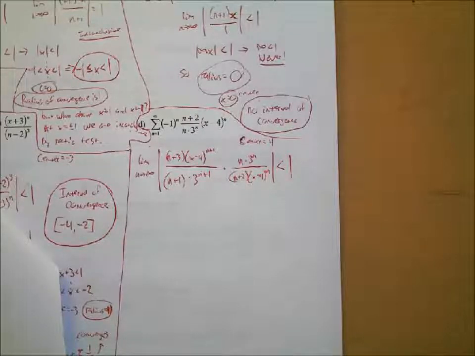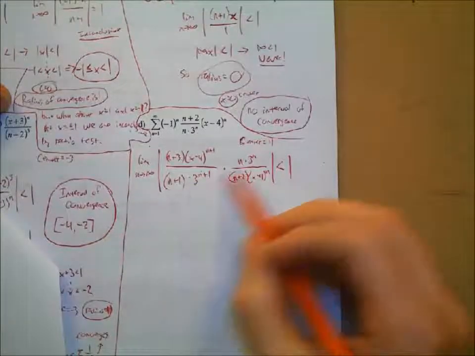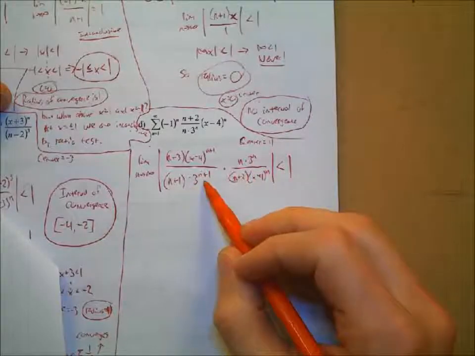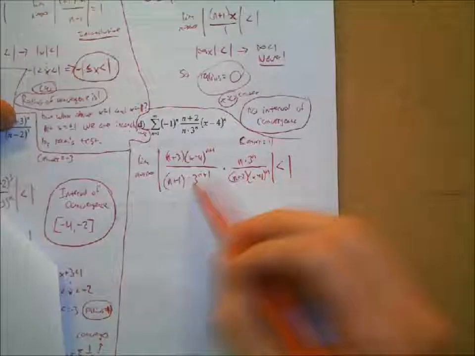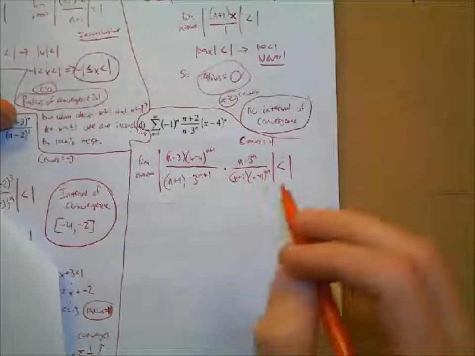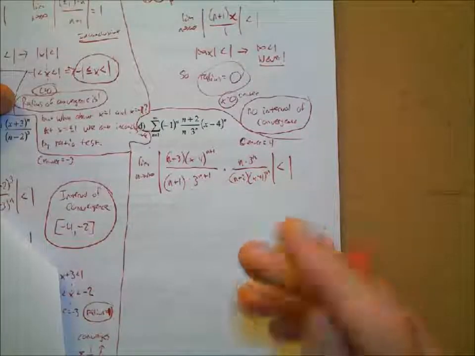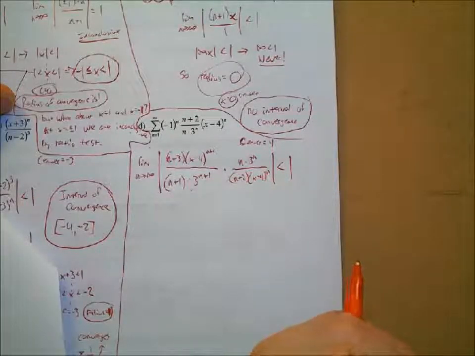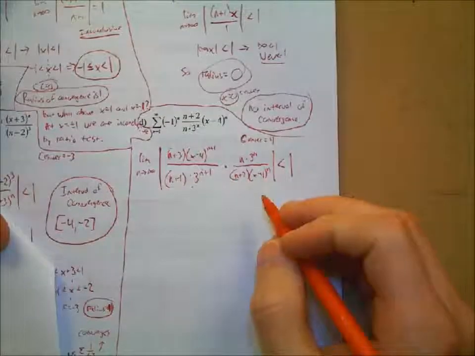So far, so good on that step. All right, so again, simplifying things out, let's see here. The 3 to the n in the numerator and the 3 to the n plus 1 in the denominator will cancel out and leave us with a 3 in the denominator, right? 3 to the n and 3 to the n will cancel, leave us with just 3 in the denominator. And then nothing else really cancels. Oh, yes, the x minus 4 to the n plus 1 and the x minus 4 to the n. Okay, so we'll have x minus 4 up there.